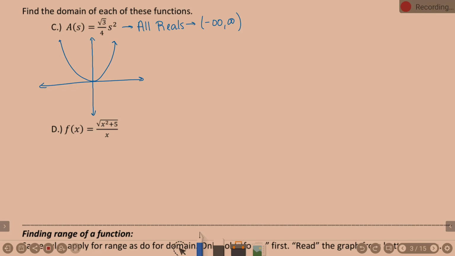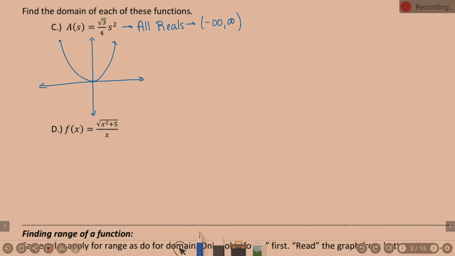Can it be all real numbers? I'm going to go with no. Why not? Think about this. You guys know this answer. Why could a side of a triangle, a side of any object, not have a domain of all real numbers? It's going to end at some point. It can't be negative. It's a line segment, it's going to stop. Can the side of a triangle have a negative length? No, it can't.